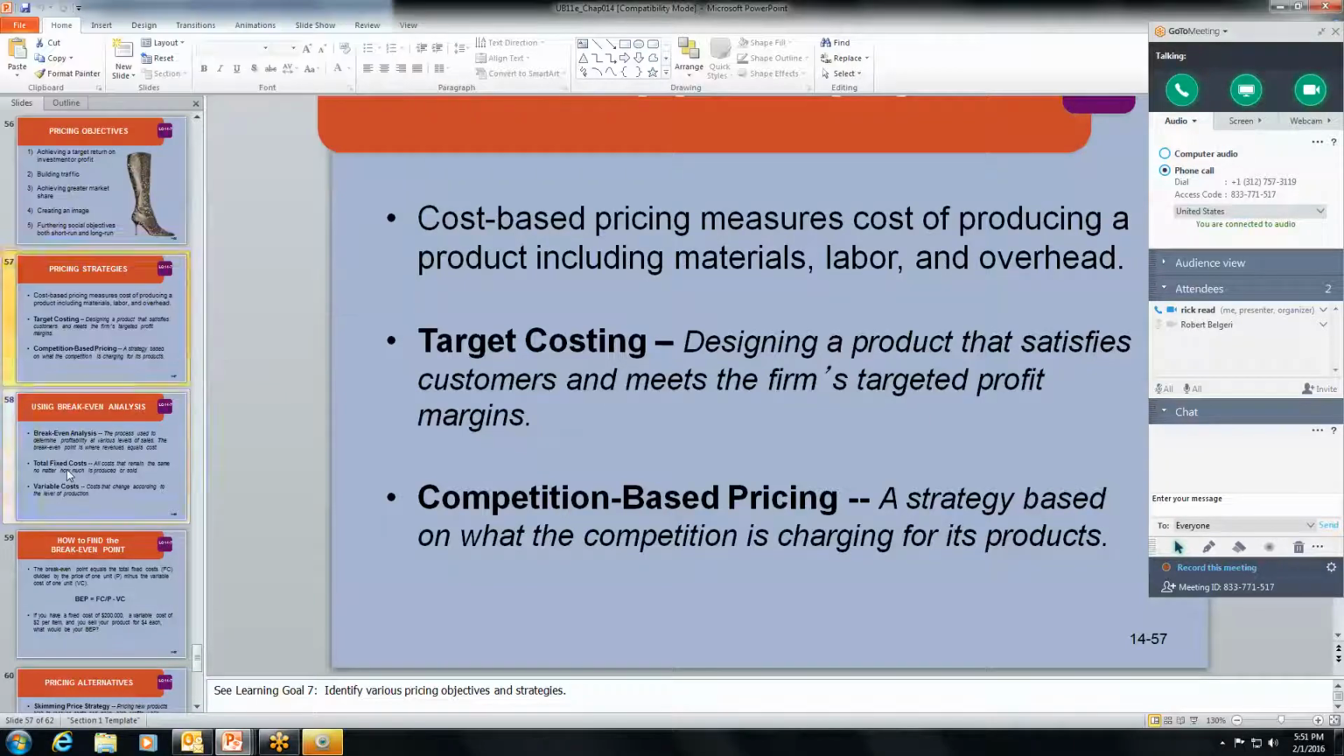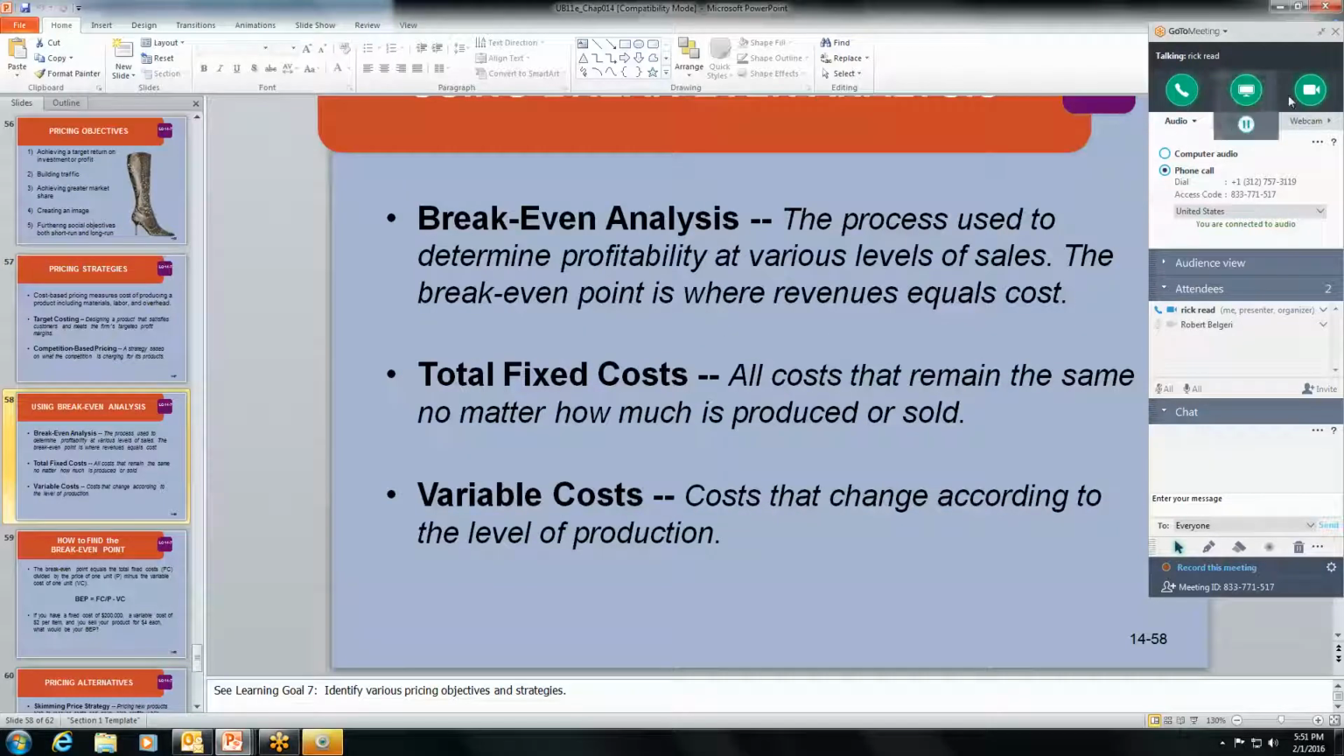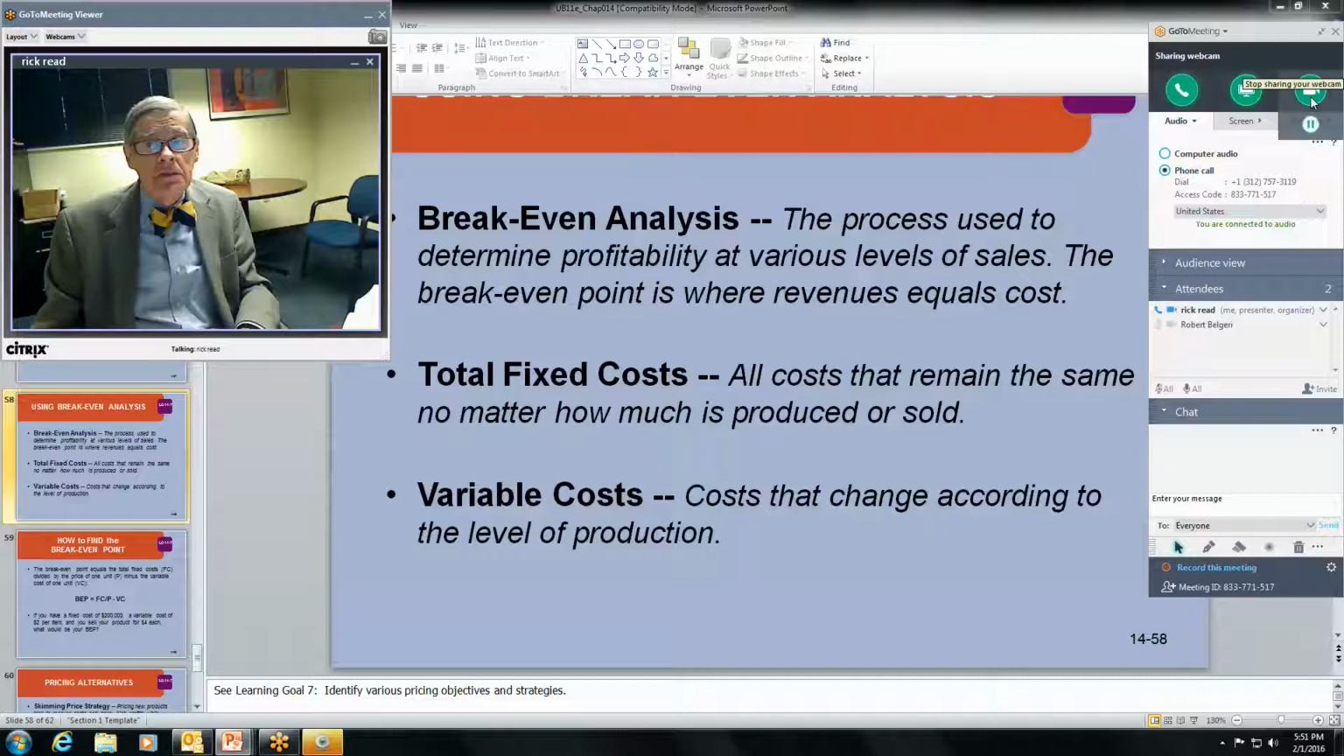And we have break-even analysis. You're not going to stay in business too long if you're just going to do break-even. We have total fixed costs, which go into this. That's everything that's going to cost us whether we open the door or not. We still have to pay rent, we still have to pay utilities, et cetera, et cetera. Variable costs, those are going to change according to the level of our production.